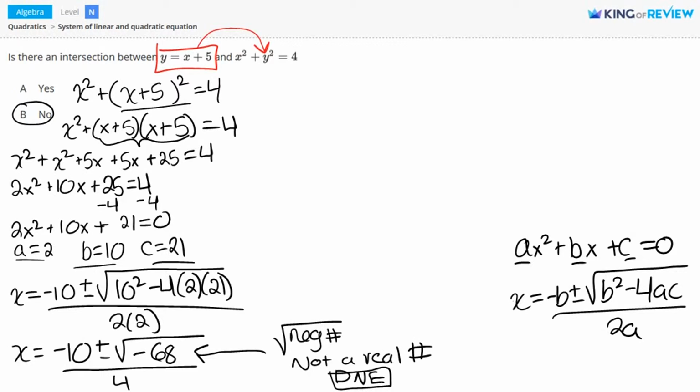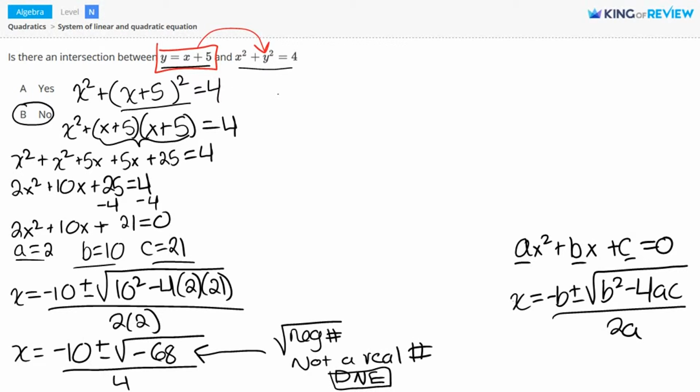You could also solve this problem by graphing. You could graph each of these equations on your graphing calculator and see if they intersect or not. I'm going to do a rough plot of them now so we can see what this situation looks like.